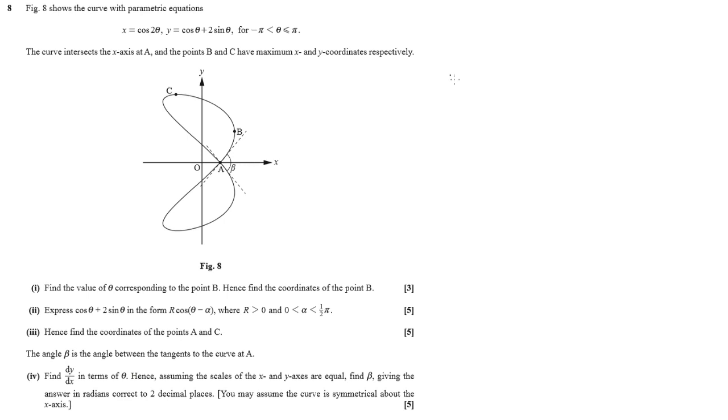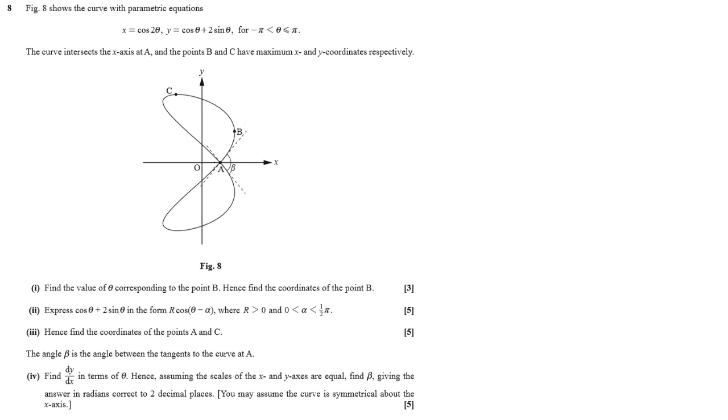For question 8, it's actually quite tricky, and it can trip a lot of really good students up by just overthinking, but it's actually quite obvious what you should do. So you have parametric equations of x and y in terms of theta, and you have to take note that the theta is in radian form, so change your calculator setting right away. So part 1, find the value of theta corresponding to point B, hence find the coordinates of point B.